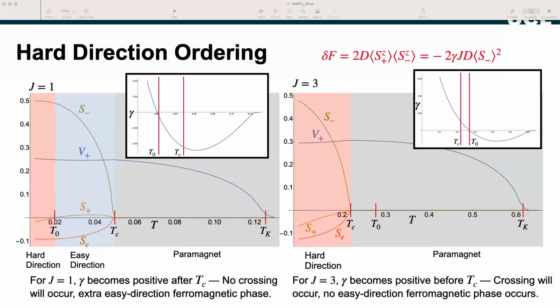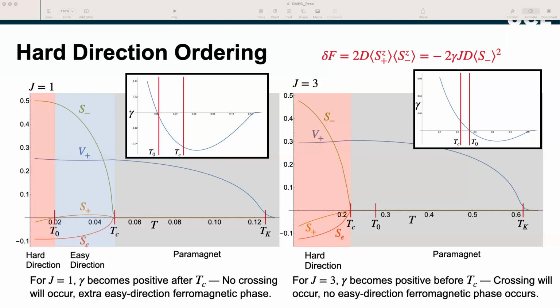Now, some graphs. These are the order parameters, the hybridizations and the magnetizations as a function of temperature. You see, for large J, the correlation function gamma becomes positive for T_C, and these order together, and you will get a crossing in the susceptibilities, and you don't get any easy axis, easy direction phase.